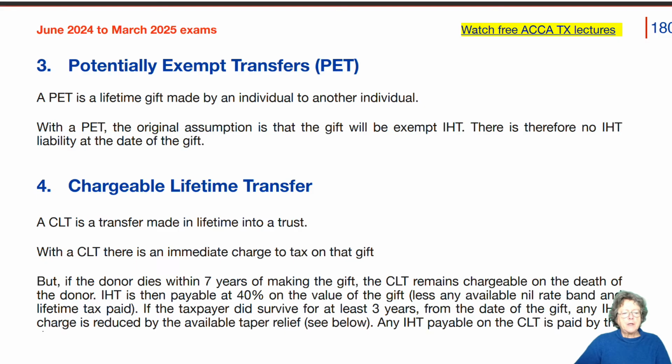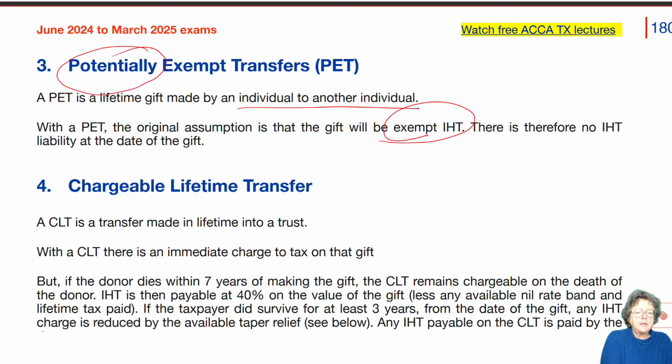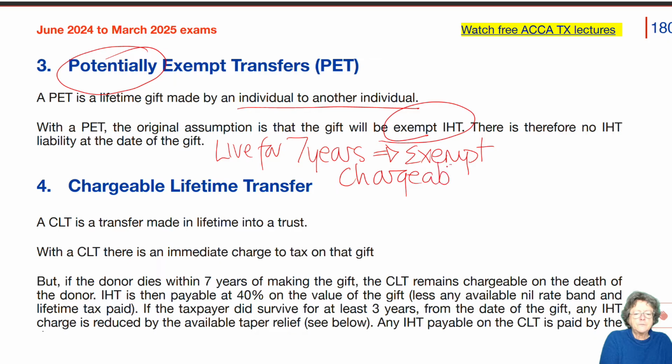So, PETs: a lifetime transfer, individual to individual. And as I said, it's potentially exempt from tax, and there is no tax at the time. Remember the length of time? You've got to live for how many years? 7. 7 years for it to become exempt. If you die within that period, then it becomes chargeable. Within 7 years. Okay.